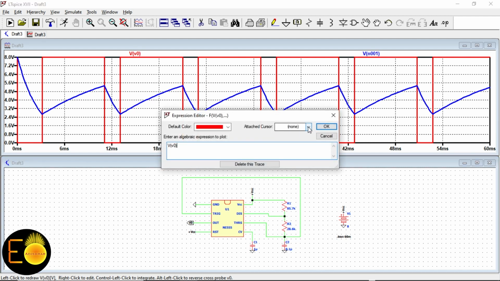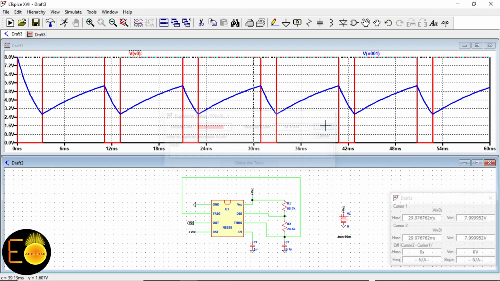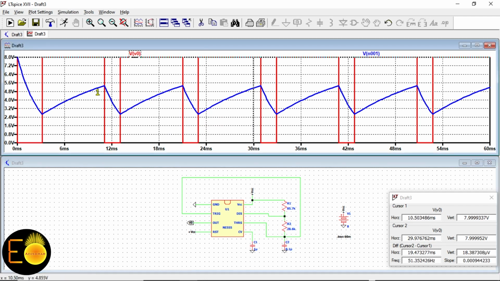So right click, first and second, both of them I need. So here I'm going to set the first one over there. This is the first one, and this is the second one.